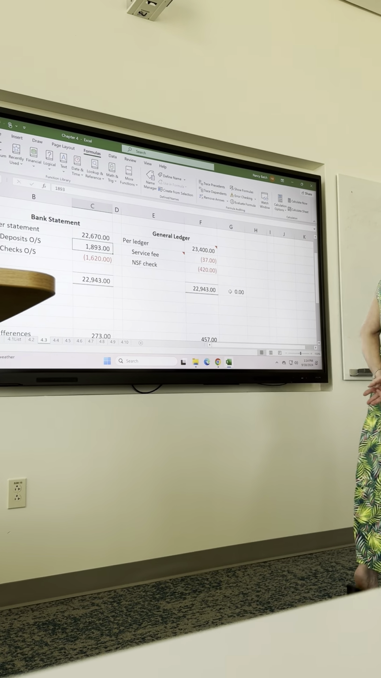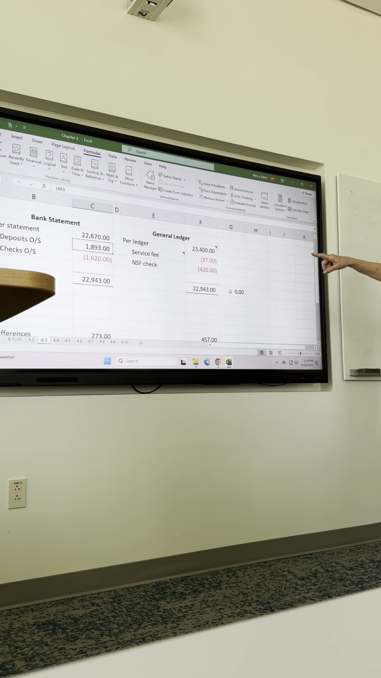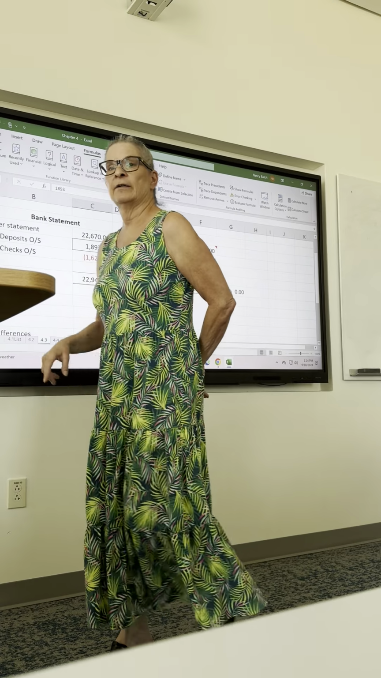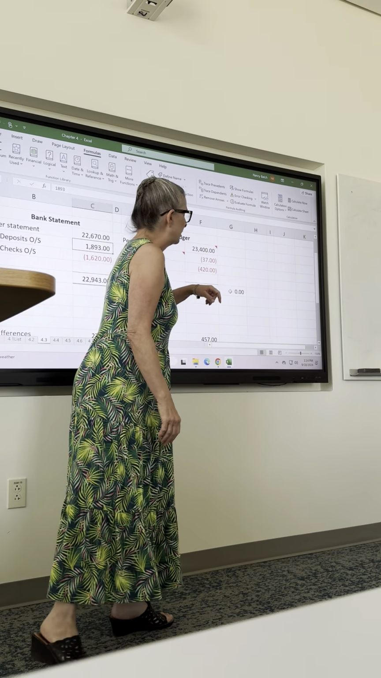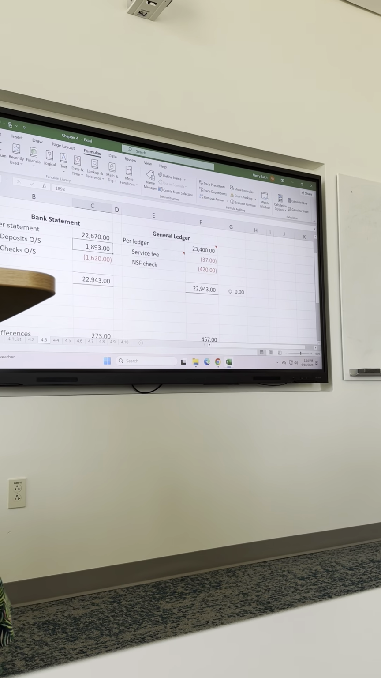I looked at every single transaction, and now I understand where they are. I know where my deposits are. I know that check has been issued, but it hasn't cleared yet, so I have to wait for that, look for that next month, make sure it's cleared. I've recorded my service fee properly, and now I know I have to go pursue my customer for payment.